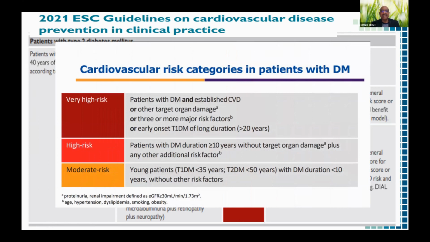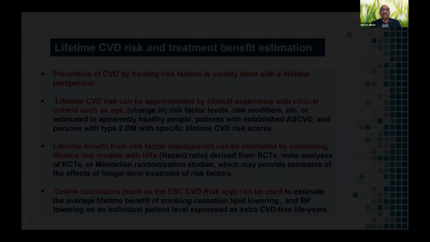So I think this slide is again very, very important. Very high risk is a patient with diabetes and established CVD or target organ damage, or 3 or more major risk factors, or early onset type 1 diabetes of long duration, more than 20 years. So this is how we categorize high risk, very high risk, and moderate risk.